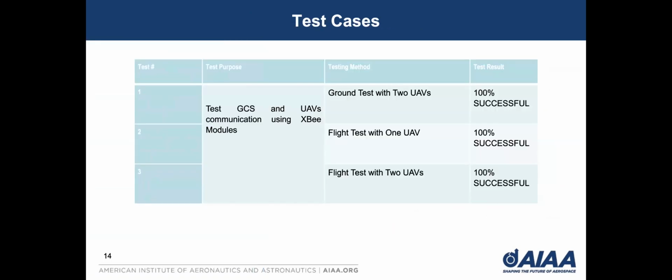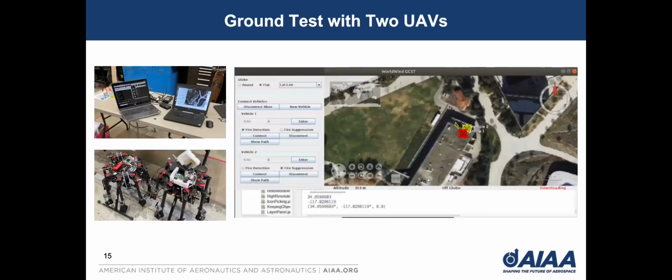We had 3 test cases in this project. The purpose of all the test cases is to test the ground control system and UAV communication using the SiK module. There are 3 types of testing. One is the ground test for both UAVs, to ensure that the communication can be established before we do the flight test. And then we do the flight tests one by one, first with one UAV, then with 2 UAVs.